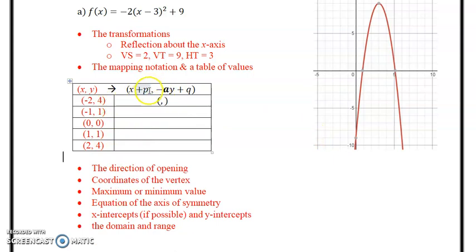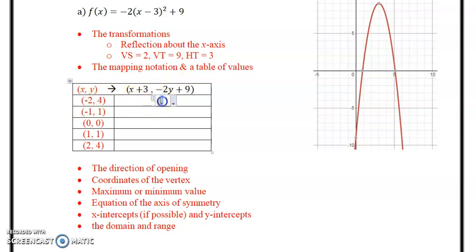So we're going to put in our values. Remember, the p-value is our horizontal translation. It was -3 in the equation, which means it's +3 in your mapping notation. It's negative, so I have the negative up front. The A value is 2, so it goes in directly as 2. Our Y value we're going to plug in from these points right here. And then our Q value is just our vertical translation. It was +9.